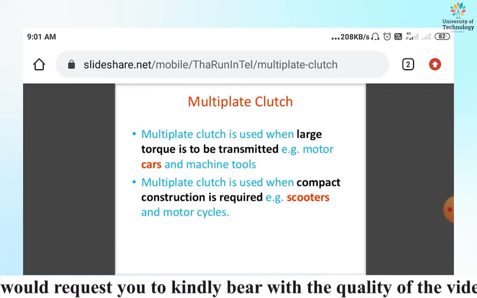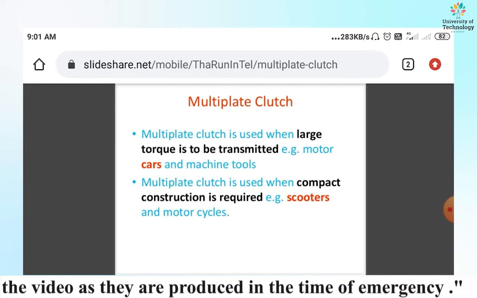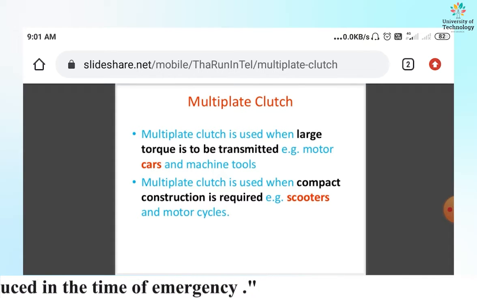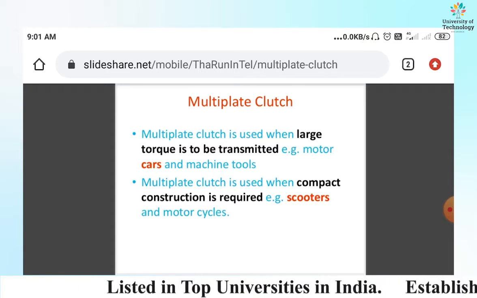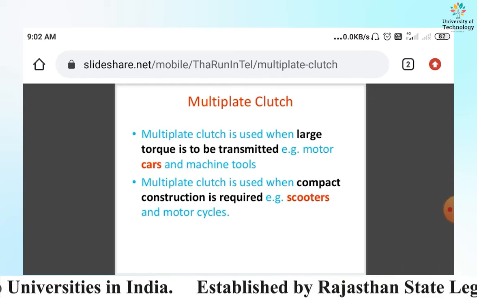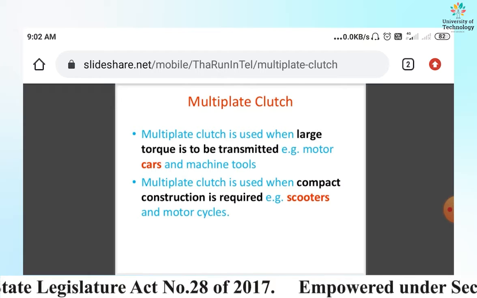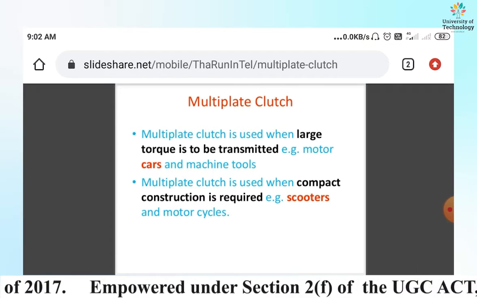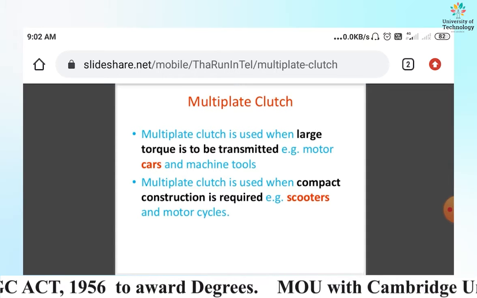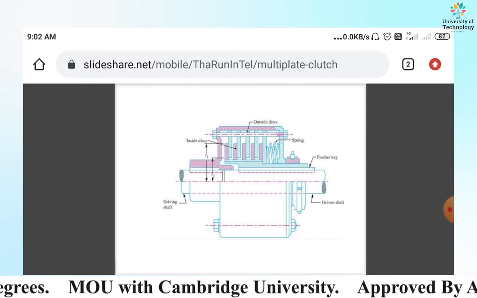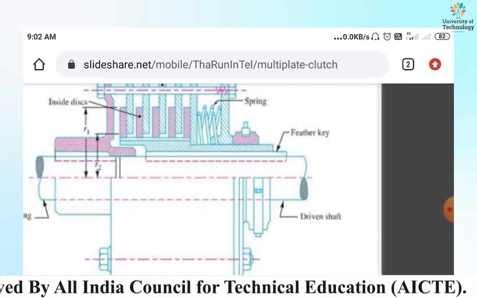Now we will study the clutch of multiplate type. A multiplate clutch is used when large torque is to be transmitted, for example in motor cars and machine tools. A multiplate clutch is also used when compact construction is required, for example, in scooters and motorcycles. A multiplate clutch is explained by the figure.